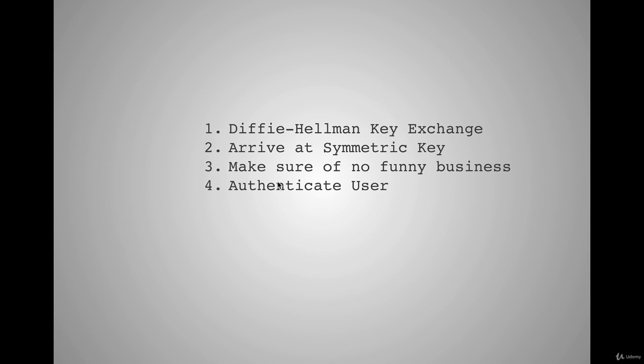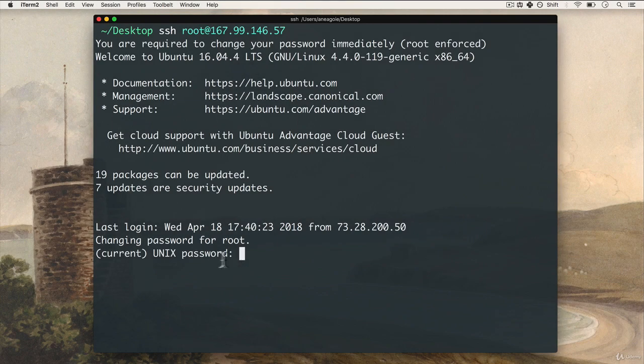But then the fourth thing is to authenticate a user. We want to make sure that whoever is trying to communicate with us is somebody that we want to communicate with and has the rights to communicate with them. And that's why if we go back to my terminal, we were asked for a password. And this is the default behavior.